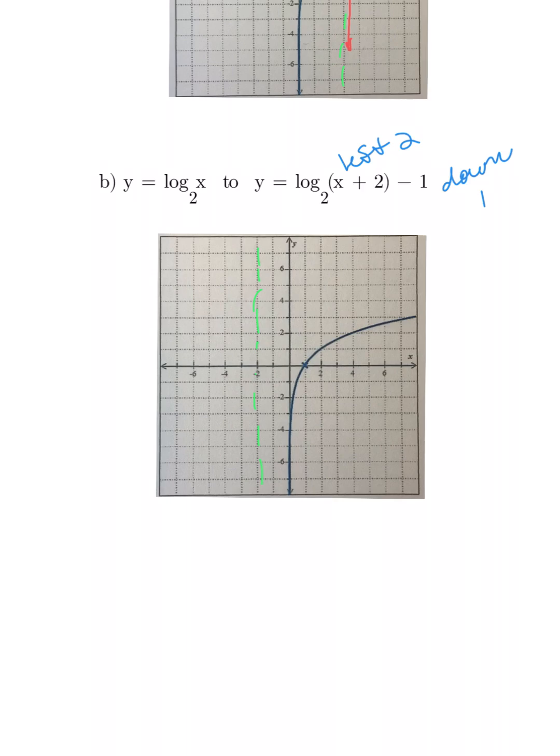We have a point at 1, 0. We need to go left 2 and down 1 for that new point. We also go through the point 2, 1. Let's take that point and move it left 2, down 1. So here's the curve of our new graph, and then get closer and closer to the asymptote and don't touch, and there's the translated version of the graph.